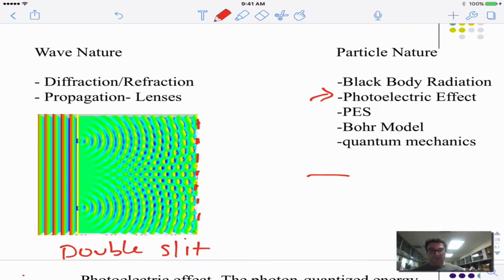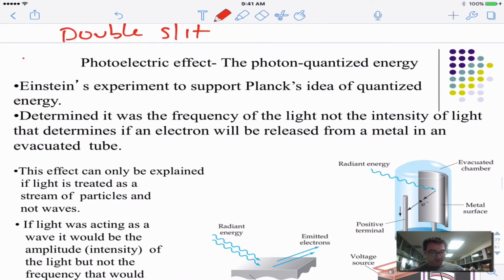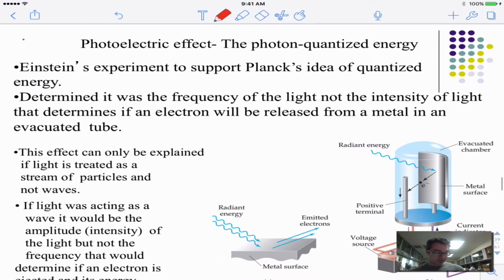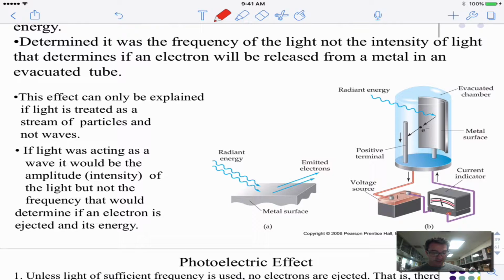And that was really the key experiment that was done by Einstein. And I want to describe that to you now, because that's sort of like the real damning evidence against light being just a particle or light being just a wave. So the photoelectric effect was conducted by Einstein, and his experiment sort of proved Planck's idea. What he did, very simply, was he shined light of a single monochromatic color on a metal. And when this light came in and hit the metal, if the light had a certain frequency, electrons would come off the metal.